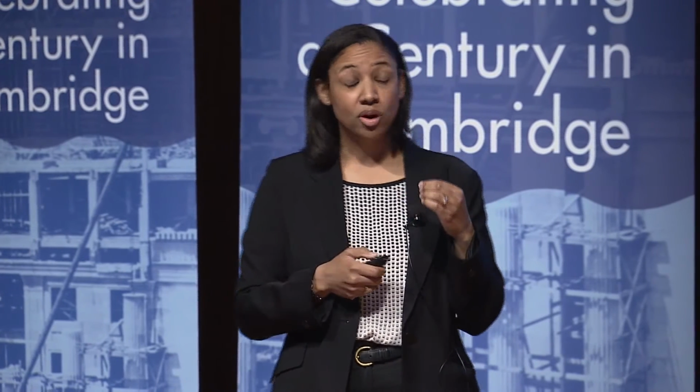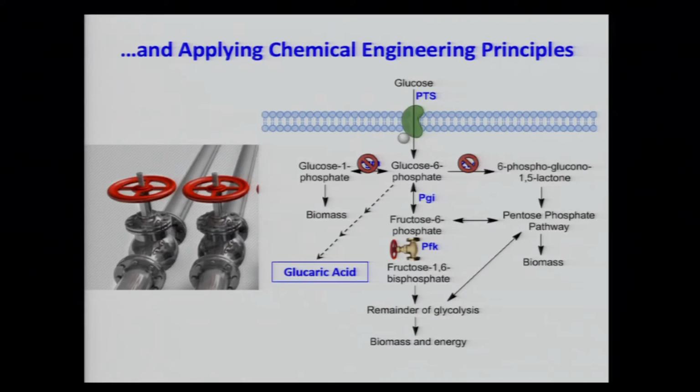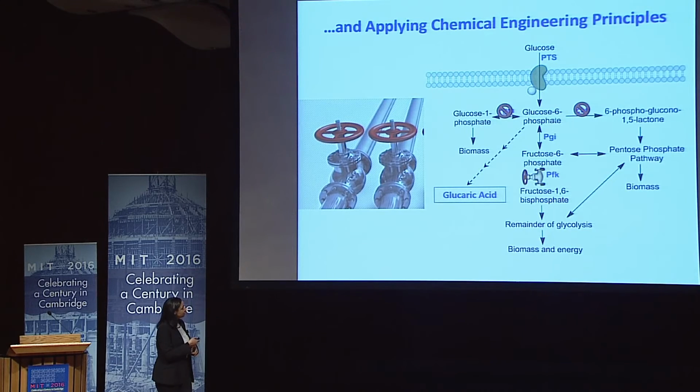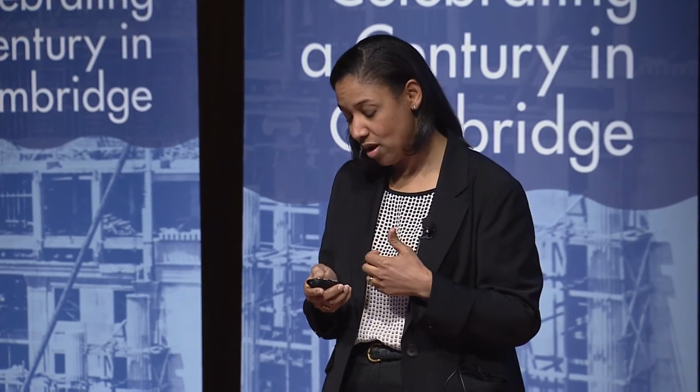And so then we can use engineering to design a system where if we allow this valve to be open, this glucose can go into normal metabolism, the cells grow, they produce energy, and do what they've always done. If we close this valve, it actually causes the material to back up. And now we can make a new compound, glucaric acid. This technology actually allows us to do this much more efficiently than we could otherwise.